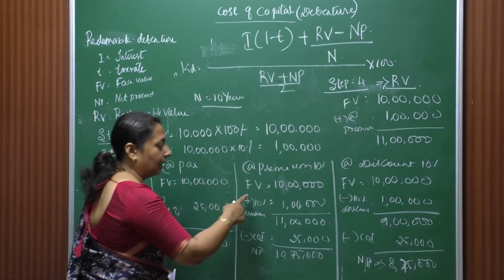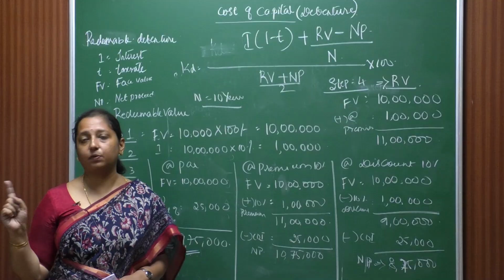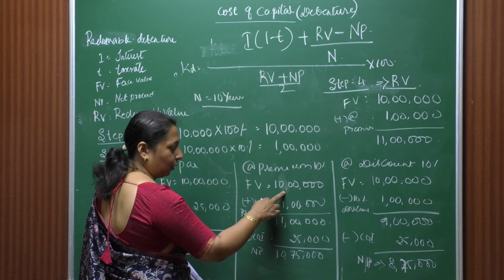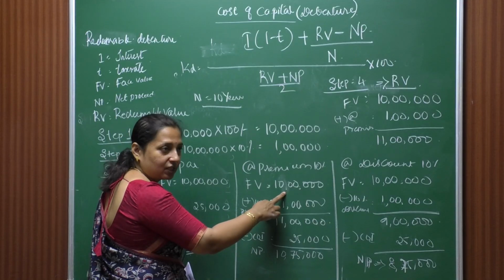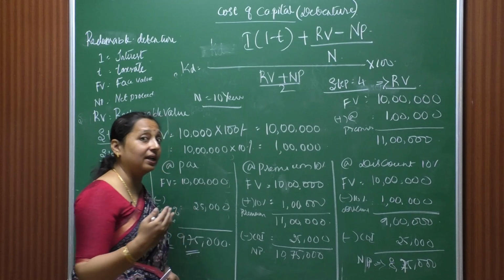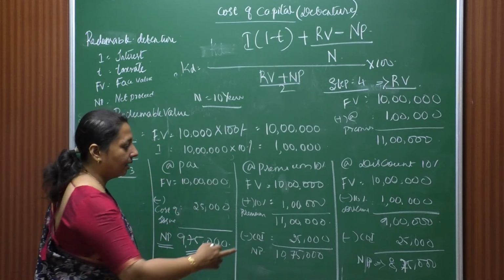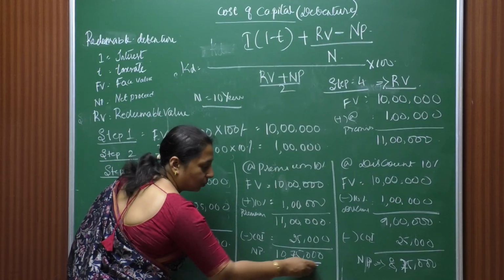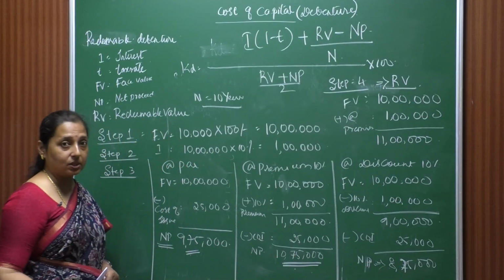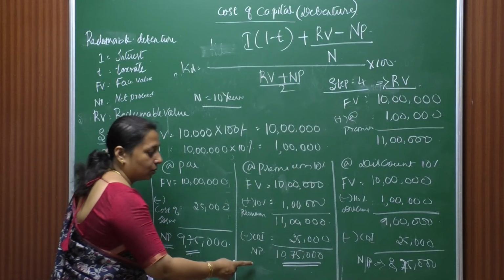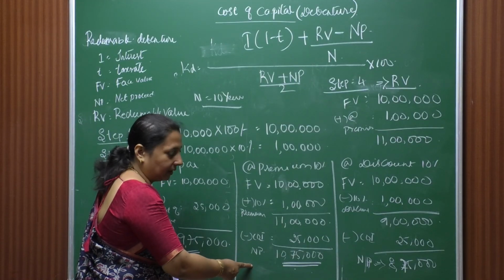Now, the second one, at premium 10%, same method. Face value 10 lakh rupees, 10% on your face value is 1 lakh, that gives you 11 lakh rupees, and you have to deduct the expenses that have been incurred. What is the total expenses? 25,000. So, your net proceeds will be 10 lakh 75,000, when you are calculating cost of debt at premium.